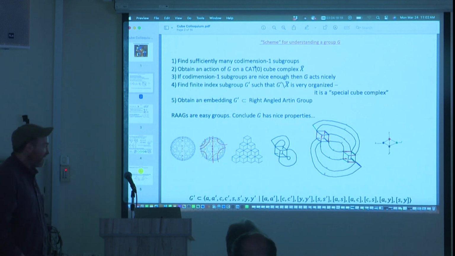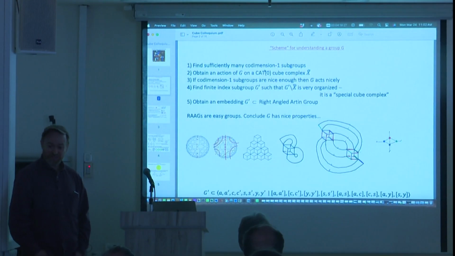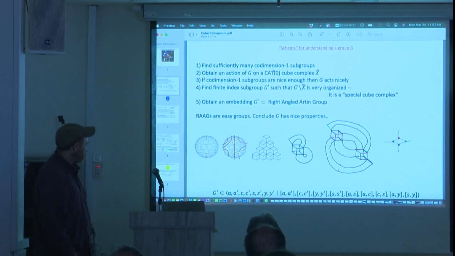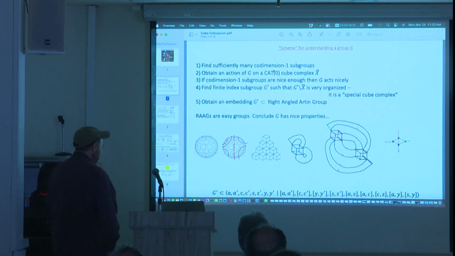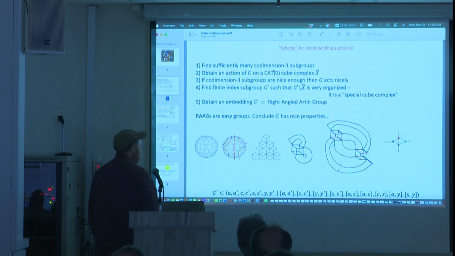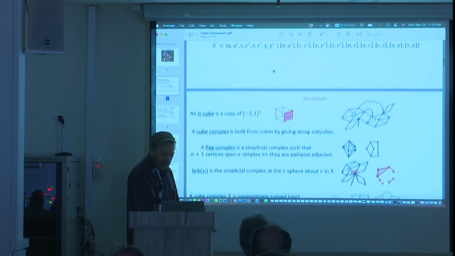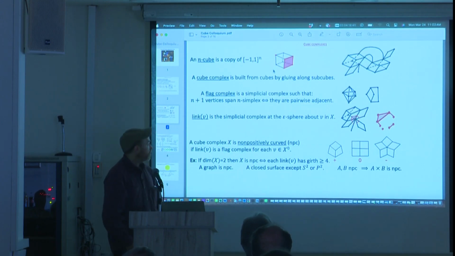Okay, so this should make you feel like, if you haven't seen this discussion before, I've been talking about this for 20 years or so. It should make you feel like you're not going to understand my talk, but you will. So let's get on it. I tried to illustrate some of the steps at the bottom. It's not important. So let's do what we need to do, which is to tell you what cube complexes are.